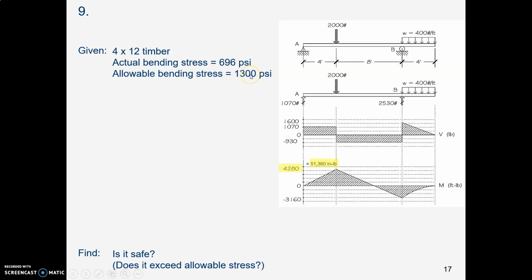Our allowable stress is 1,300 PSI. Is that acceptable? Is it safe? Well, before I even write it, you probably are already thinking, yep, 696 is in fact less than 1,300. The actual bending stress is less than the allowable bending stress. Therefore, yes, it is safe.